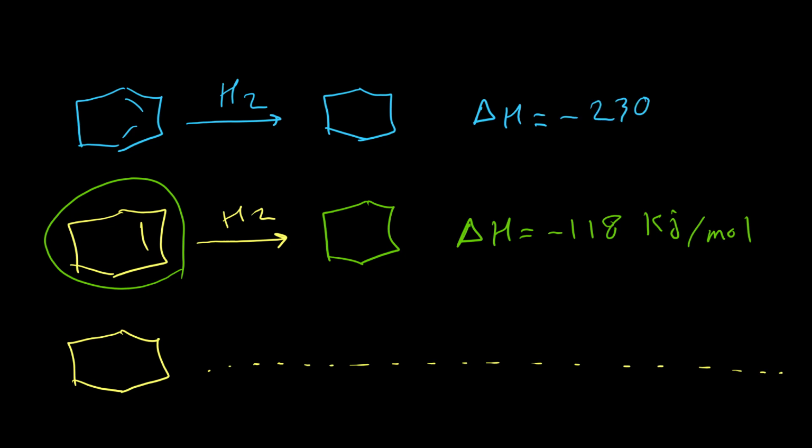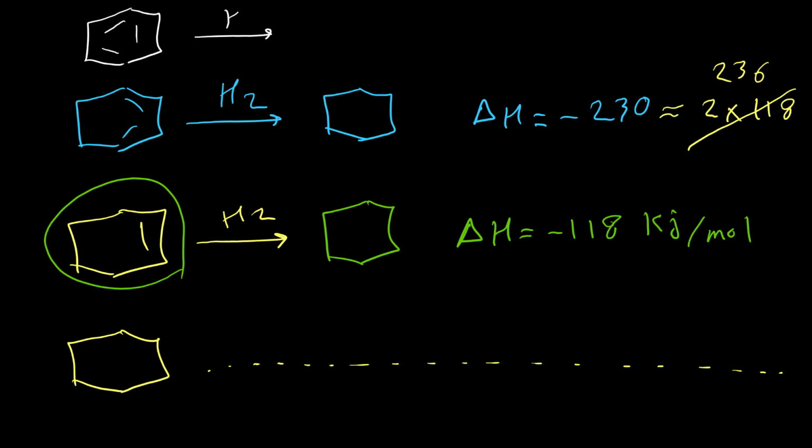So we have two double bonds, that's the reason the energy is higher. Actually, this amount is very close to 2 times 118, and the difference is because of the conjugation of these two double bonds, which can make the compound a little more stable.